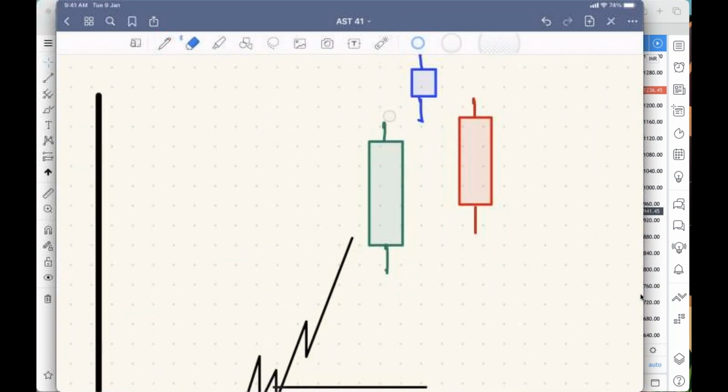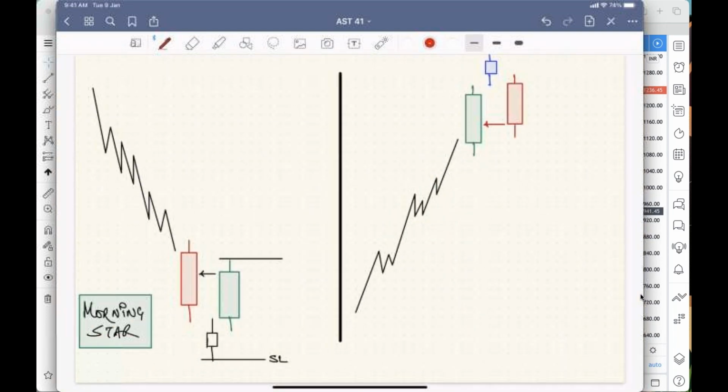If you look at the shadows, they can overlap. The bodies should not overlap. Very important. Let the shadows overlap, but when you look at the bodies, they should not overlap. This is an important aspect about the morning star and the evening star. And lastly, day 3 closes within the body of day 1. This is a reversal pattern, which is the evening star.